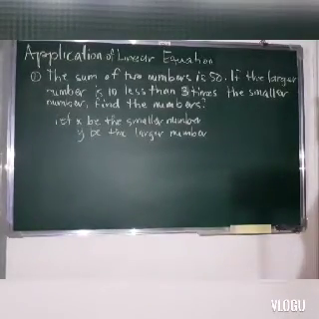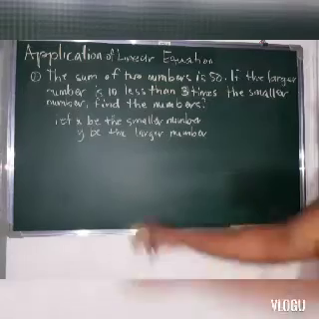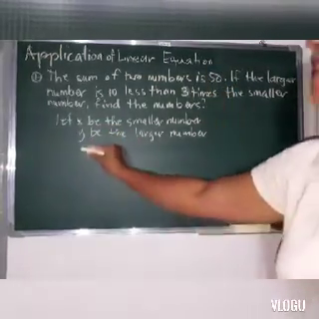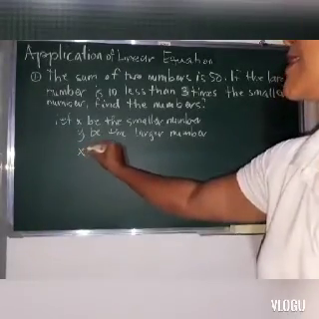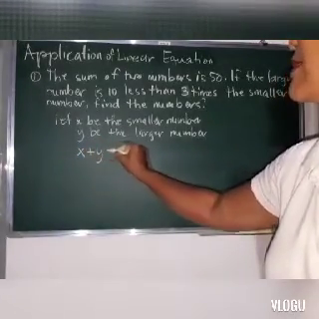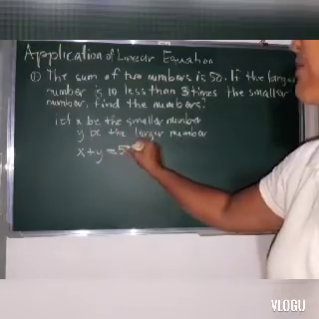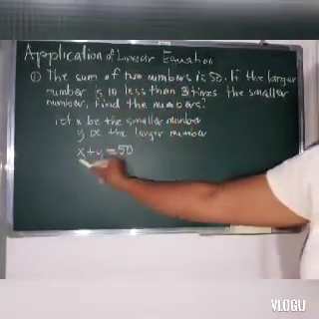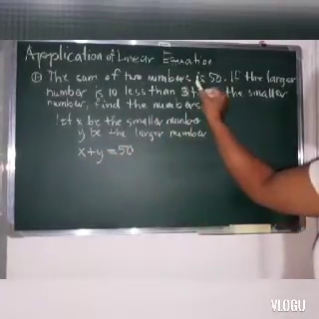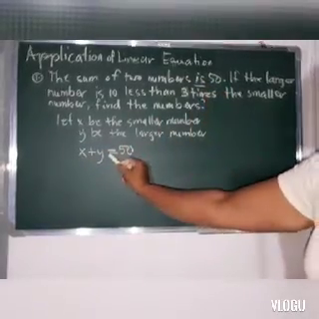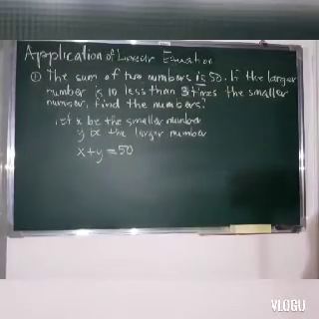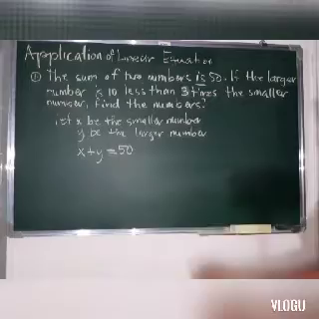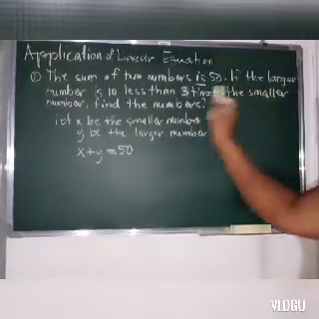So the sum of two numbers is 50. So smaller number, bigger number is 50. Sum. So ibig sabihin, x plus y is equal to 50. So sum, two numbers is x and y. The word is here means equal sign and then 50. Next, if the larger number is 10 less than 3 times the smaller number.